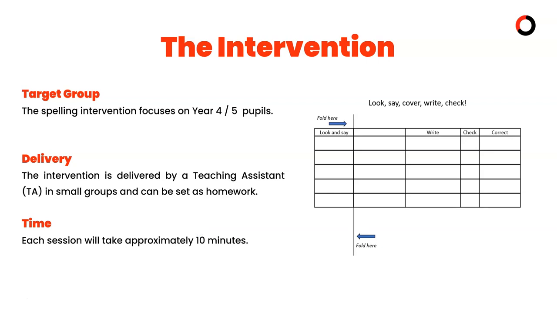So let's quickly recap the intervention. So the spelling intervention focuses on year 4-5 pupils. The intervention is delivered by a teaching assistant in small groups and can be set as homework, and each session will take approximately 10 minutes.